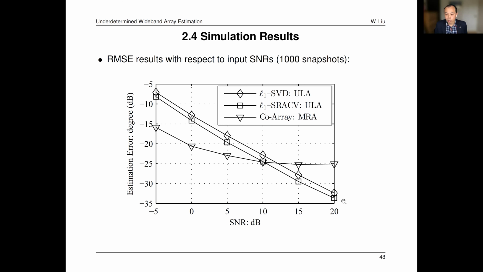It will not change anymore. You increase the SNR further, and the accuracy will not increase correspondingly. But at the low SNR stage, because of the large number of degrees of freedom available for the co-array, the estimation result is much better than the traditional uniform linear array based results. So that's this kind of performance behavior. After you increase the SNR to some level, the estimation accuracy will stay the same. This can be verified by the CRB results.